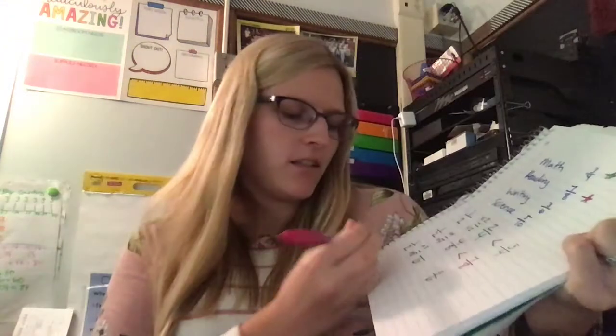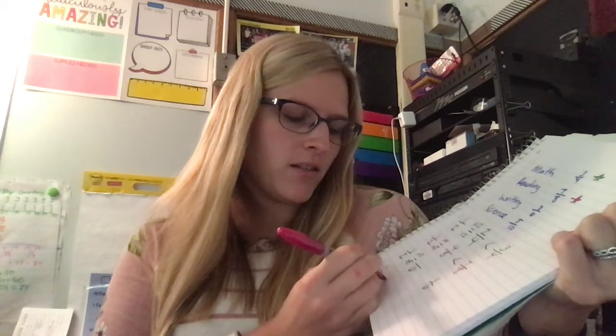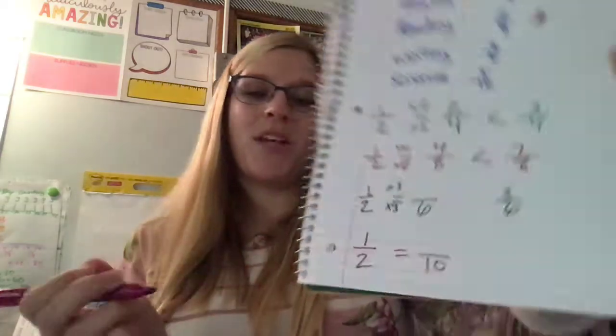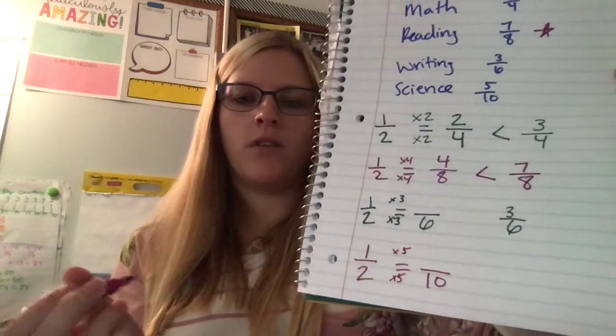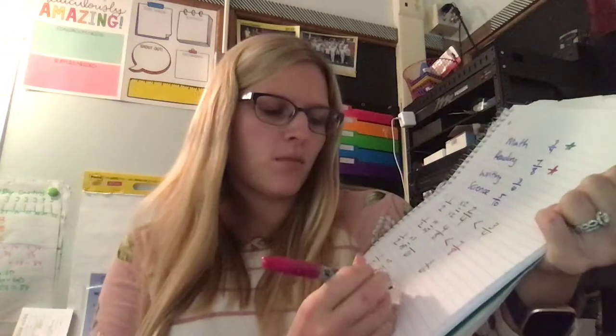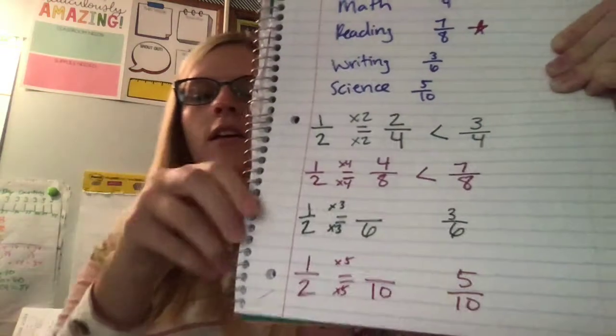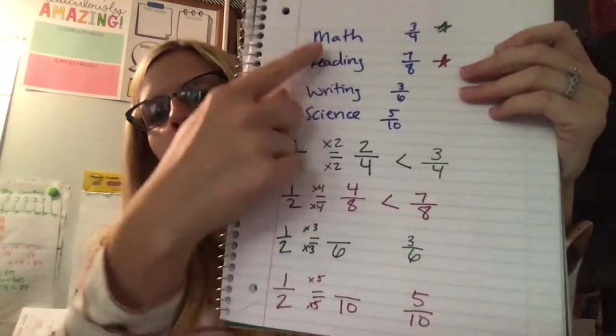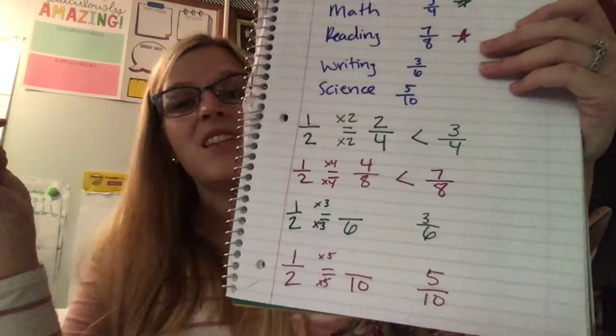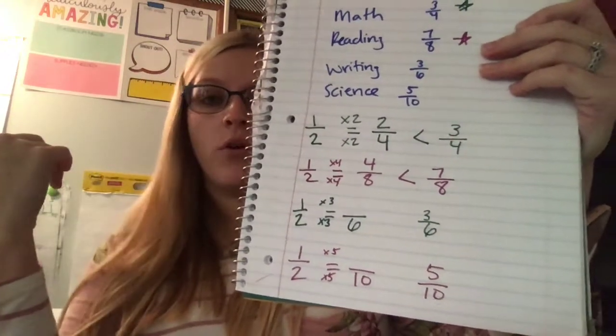And then science, we're working with tenths. So I know 2 times 5 equals 10. I have to do the same thing to the top, 1 times 5. When you get that answer, then compare it to 5/10. Make sure it has a less than sign for it to be starred. If it doesn't, then that means she did not spend more than a half hour.